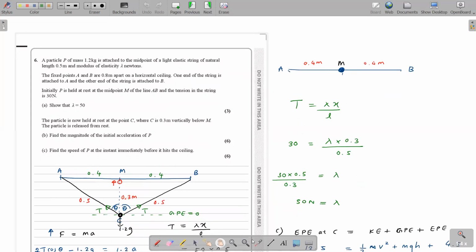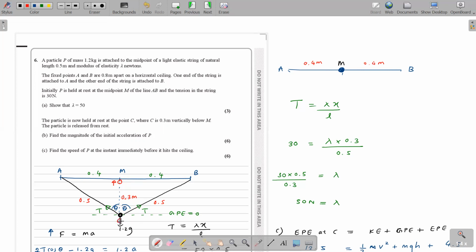Then I'll move on to part B. This is where the particle P comes into the sum. They say the particle is now held at rest at the point C, where C is 0.3 meters vertically below M. The particle is released from rest. Find the magnitude of the initial acceleration of P. How do you find the initial acceleration? You can see I've drawn it here, 0.3 meters vertically below M.